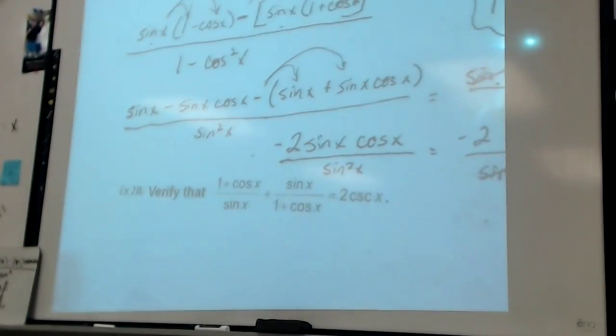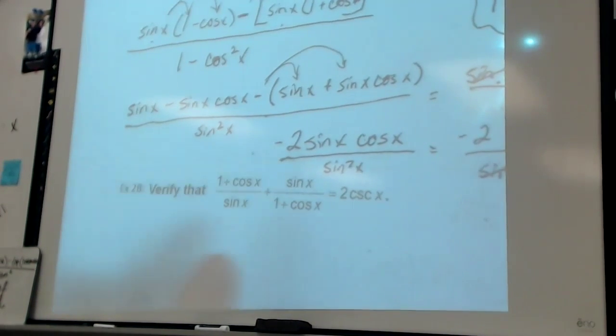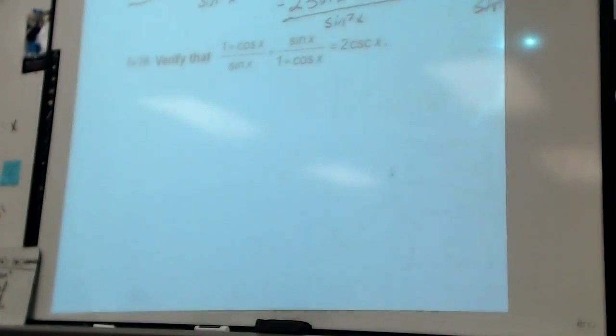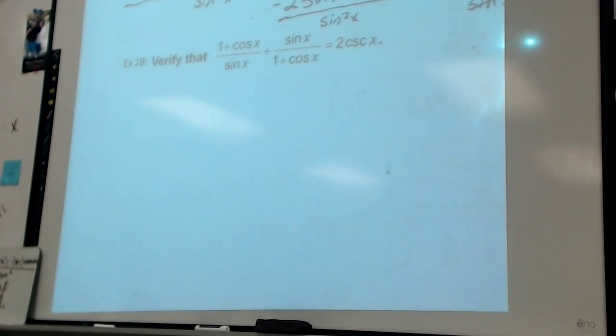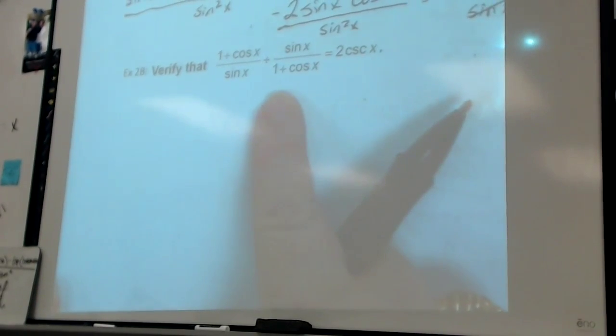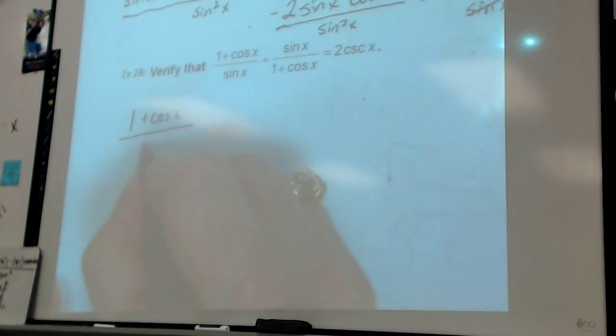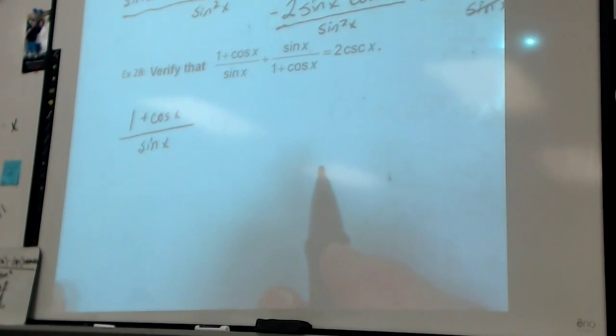All right, so let's look at 2b. Verify 1 plus cosine x over sine x plus sine x over 1 plus cosine x is equal to 2 cosecant x. Okay, too bad that wasn't multiplying, then we could cancel those out, but it's not multiplying. So which side should we try to simplify? We want to start with this side. Start with the more complicated looking side, 1 plus cosine x over sine x. It's a lot easier to go from complicated to simplified than it is from simplified to complicated.